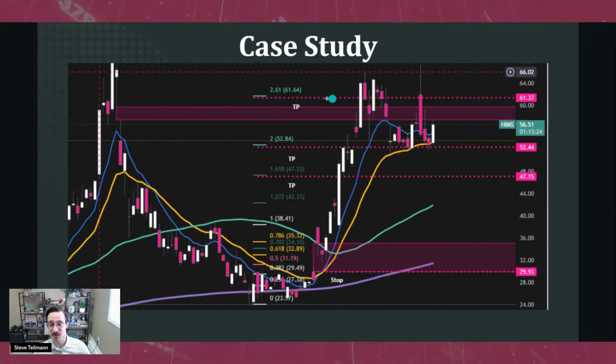So another take profit there. Realistically, I'd be out one third out completely. But let's say it was a quarter, and we left a runner. Let's see what happens.